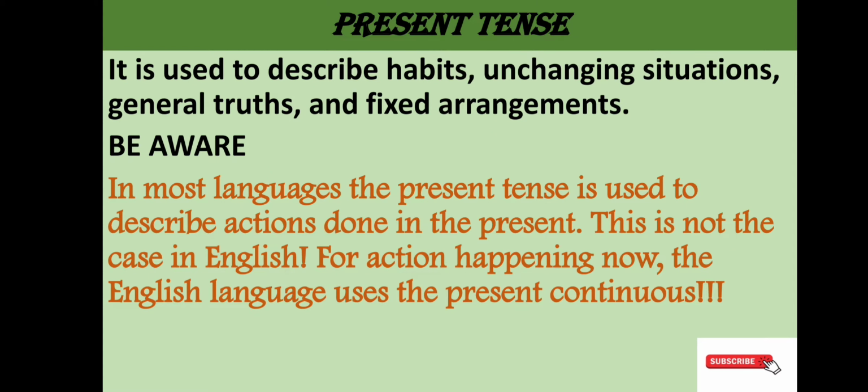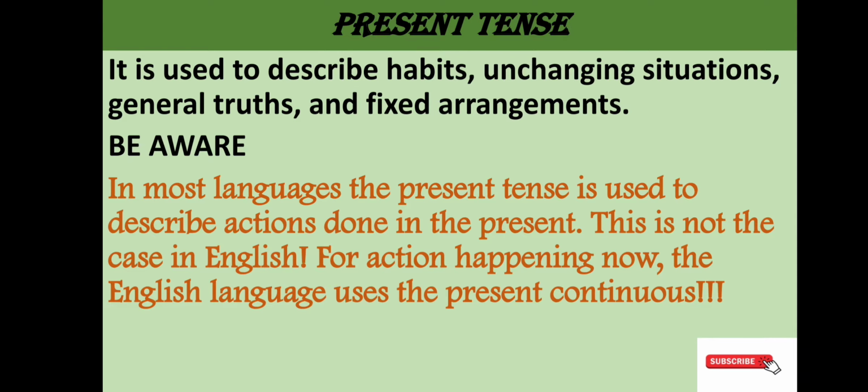So for the present tense, it is used to describe habits and changing situations, general truths and fixed arrangements. Be aware, in most languages, the present tense is used to describe actions done in the present. This is not the case in English. For action happening now, the English language uses the present continuous. Please keep that in mind.